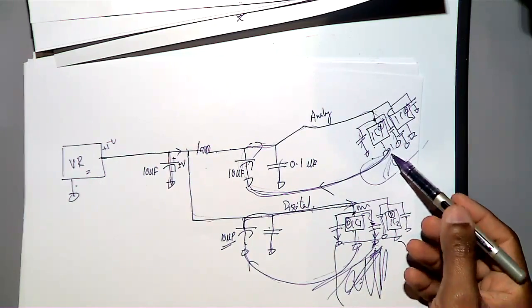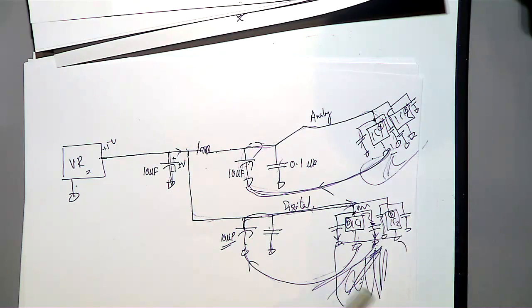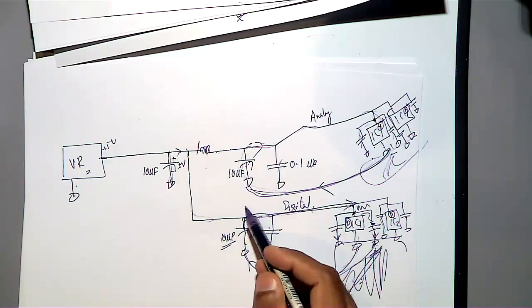If you are not isolating the ground, then this noise is coupled to the ground. If you have ground noise, definitely it will couple to the amplifier. So that is the reason we usually isolate. So we have to isolate the plane.